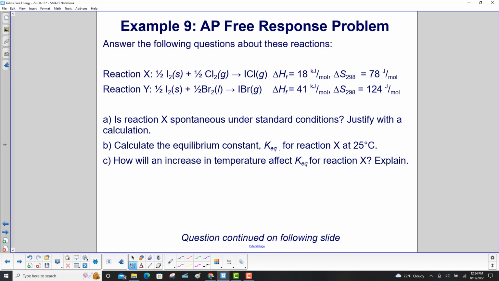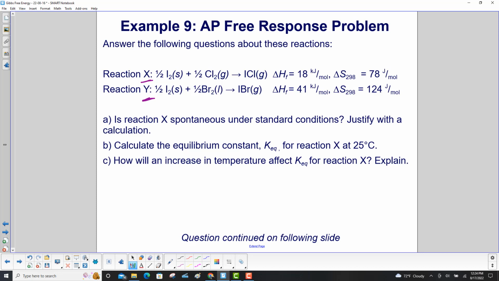Answer the following questions about these two reactions, X and Y. A. Is reaction X spontaneous under standard conditions? Justify with a calculation. B. Calculate the equilibrium constant for reaction X at 25 degrees Celsius. C. How will an increase in temperature affect K equilibrium for reaction X?